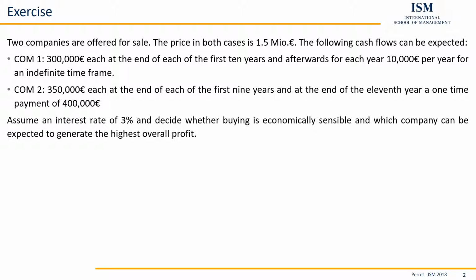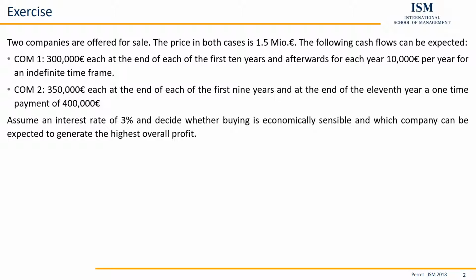Our objective now? Assume an interest rate of 3% and decide whether buying is economically sensible and which company can be expected to generate the highest overall profit. So what we are basically asked here is to calculate the net present value for both companies, then decide whether they are positive and which of them is the largest.